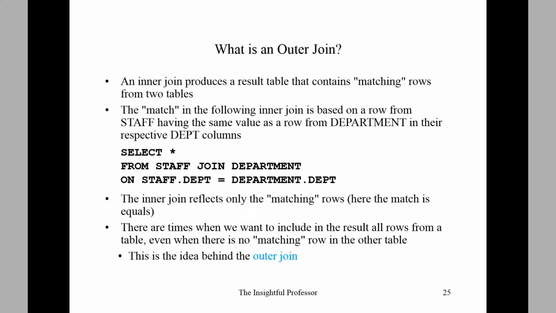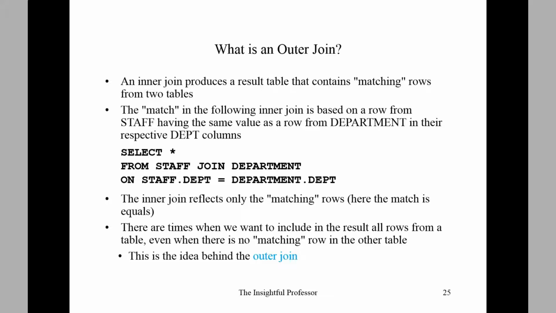Let's begin with the question, what is an outer join? We answer this by referring back to an inner join. Recall that an inner join produces a result set or result table that contains what I've called matching rows from the two tables. The match is the result of a row from one table having the same value as a row from the other table in the columns that are used to express the join condition. In this example, the condition is equality. We're forming what's called an equijoin.